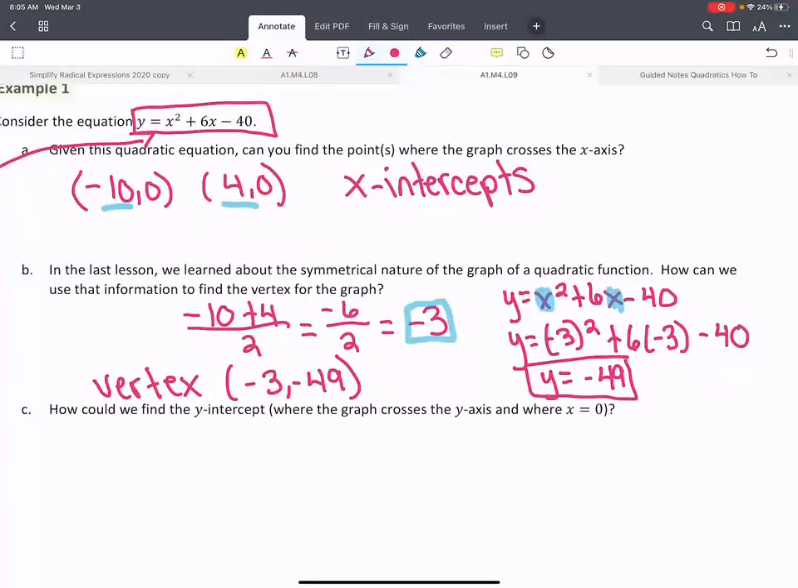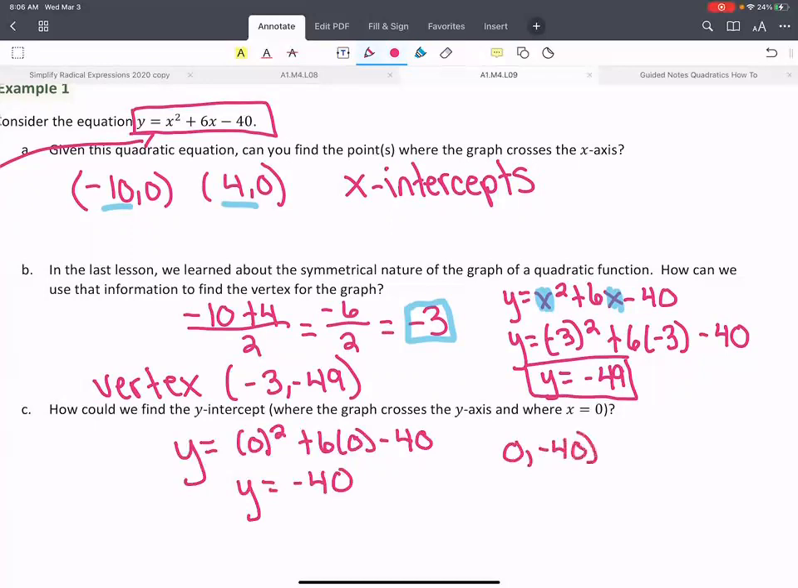Yeah, substitute 0 in the original anywhere I see an x. So that would be 0 squared plus 6 times 0 minus 40. I don't think we need a calculator for that, do we? 0 squared is 0, 6 times 0 is 0. 0 plus 0 minus 40 is -40. And as an ordered pair, that would be 0, comma, -40. That's my y-intercept.